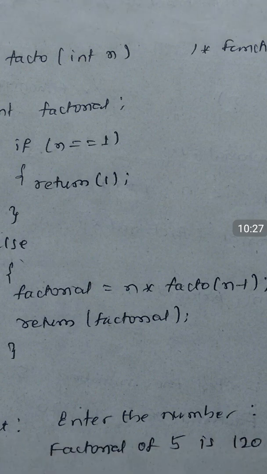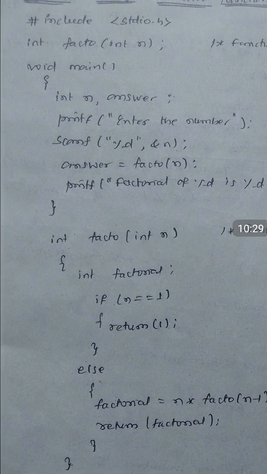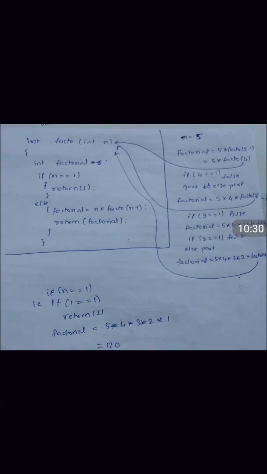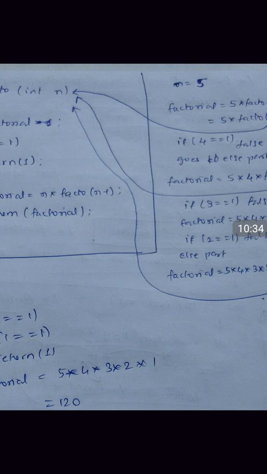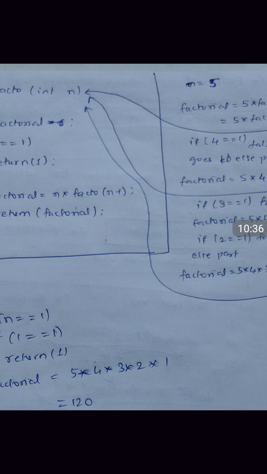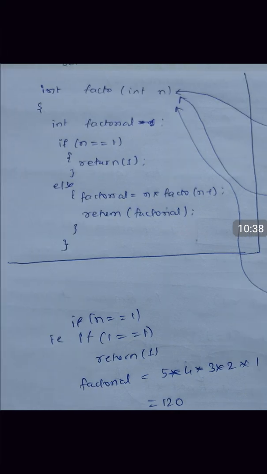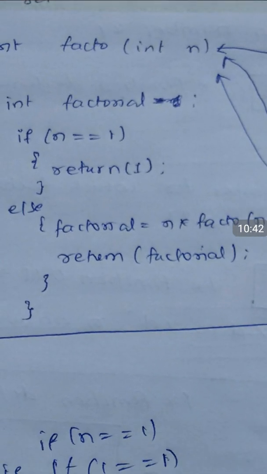I have given an example. For example, n is equal to 5. So, n is equal to 5 means the function will jump into the function definition. In the function definition, int factorial(int n), if n is equal to 1. We have passed an argument n is equal to 5. So, 5 will not be equal to 1. It is a false statement, so it comes to the else part.